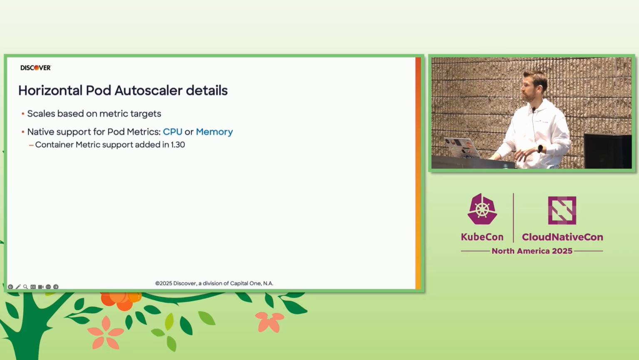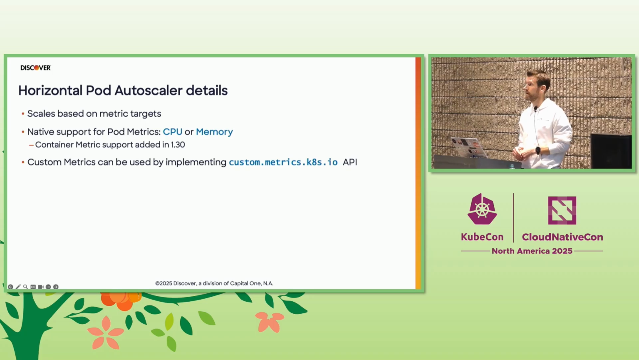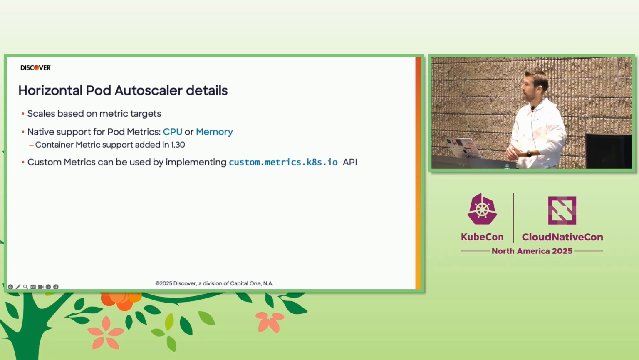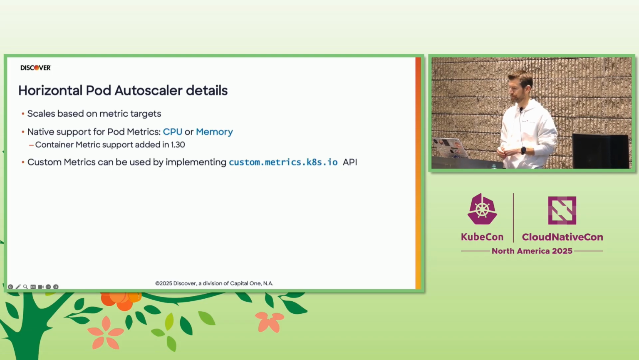Currently, what it offers is scaling on metric targets of either CPU or memory. And when it first came out, it just supported pod metrics, but now, starting with Kubernetes 1.30, it does support container-level metrics. And it does offer the ability to use custom metrics by implementing the custom metrics API. And this is exactly what KEDA does for you to make it nice and easy, so I'll get into that in just a little bit.